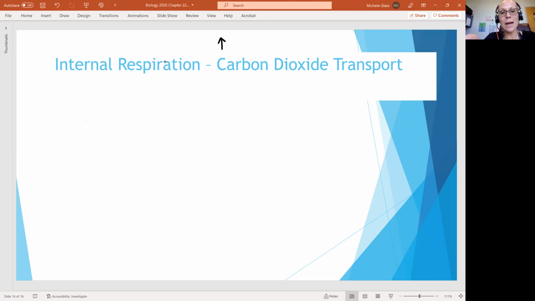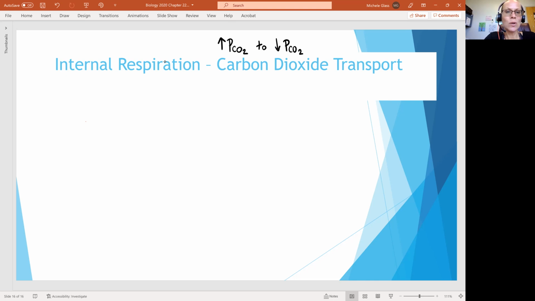Remember, when we are talking about internal respiration, this is explained by Henry's and Dalton's laws regarding gases. And essentially, we can say that carbon dioxide gas will move from a high partial pressure of carbon dioxide gas to a low partial pressure of carbon dioxide gas. And the significance here is, again, we're moving in the opposite direction of oxygen.